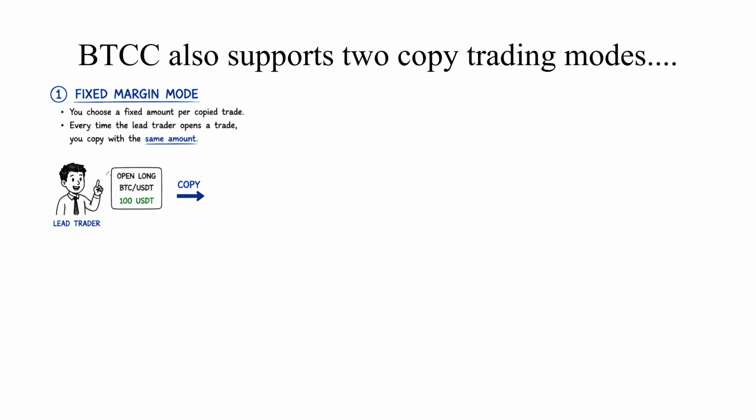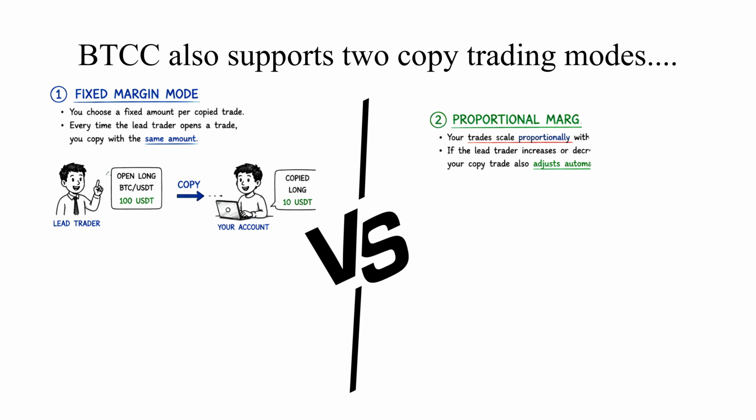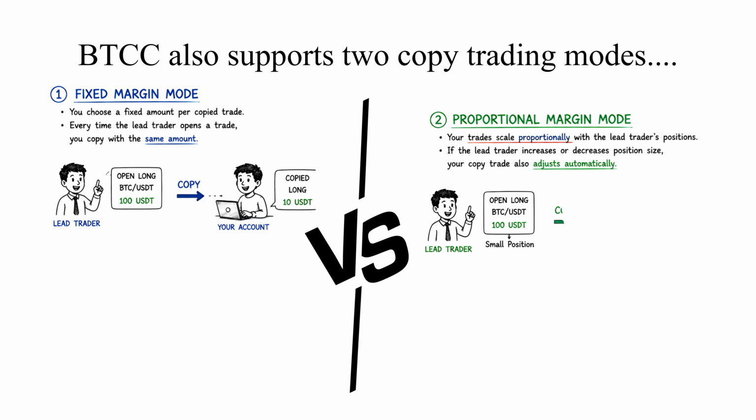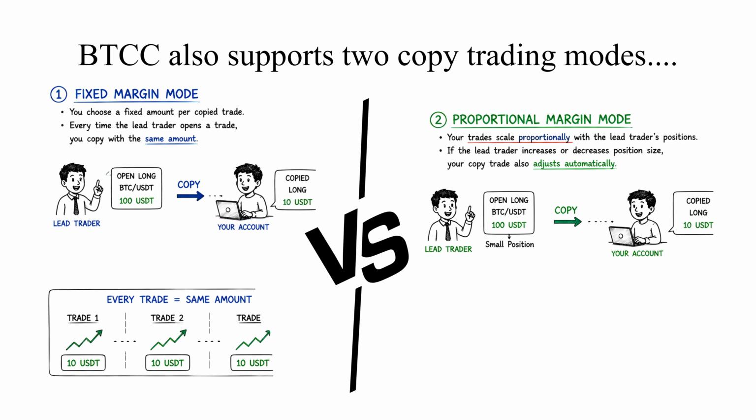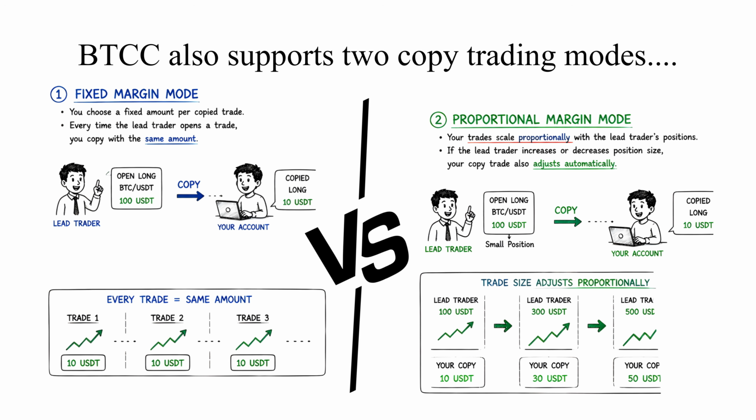BTCC also supports two copy trading modes. The first is fixed margin mode, where you choose a fixed amount per copied trade. The second is proportional margin mode, where your trades scale proportionally with the lead trader's positions. So beginners can keep things simple, while advanced users can use more flexible settings.